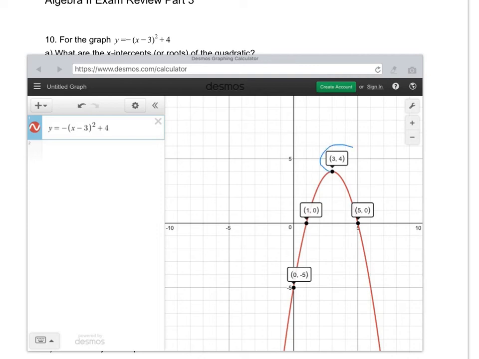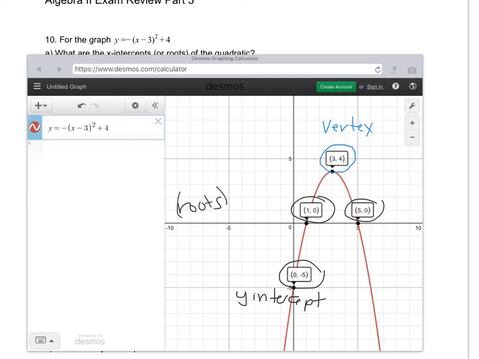So we have this point at the top in this case. This is our vertex. This could also be at the bottom, but in this case it's at the top. We have this point down here, which is my y-intercept. So that's (0, -5). And then I have my roots, or also, of course, my x-intercepts at (1, 0) and (5, 0). Now, we definitely went over algebraic ways to find this stuff, but this is actually a really easy way to find this information.